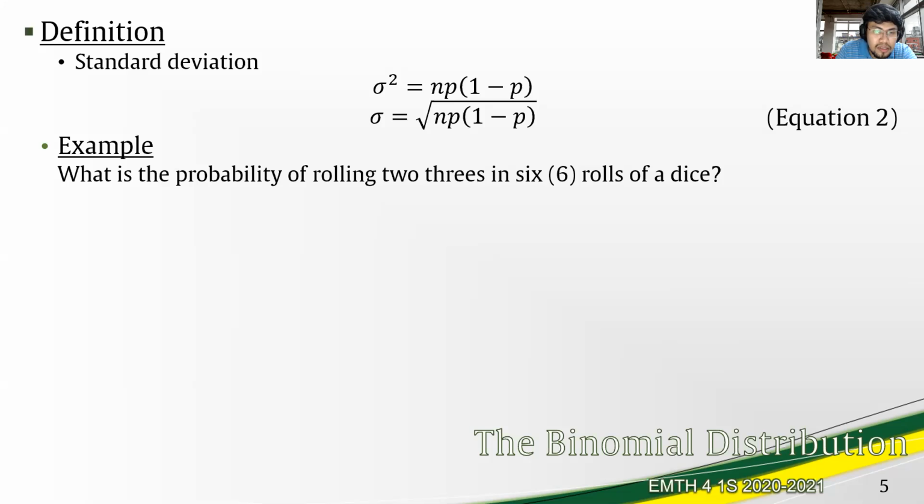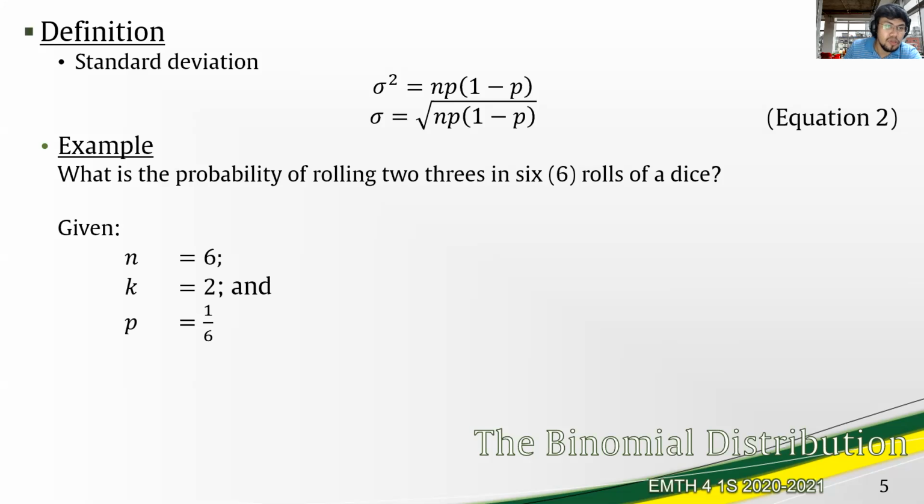So the mean and the standard deviation are also obtainable from the given. We have the mean as mu is equal to np, and the standard deviation is the square root of np times 1 minus p.